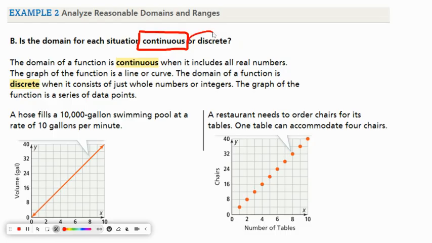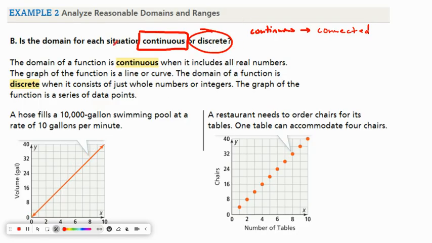Continuous and discrete. Okay. So when we talk about the word continuous, think about when you see continuous. When you see the word continuous, that means the graph is connected. Continuous means connected. So if you look at this first graph, you see how this is just a line. It's not a bunch of dots. That means this is continuous.